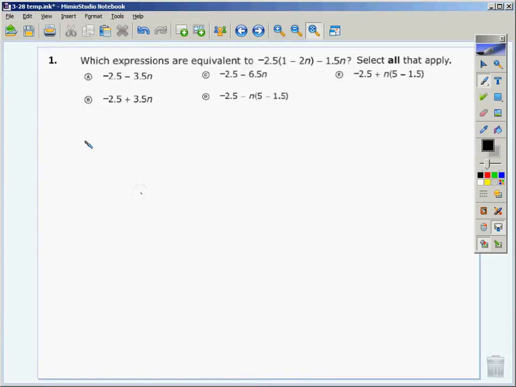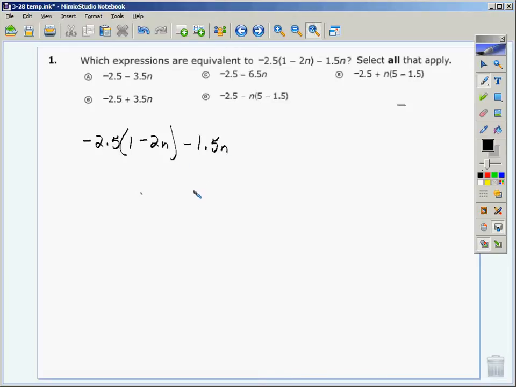So on this first equation that they're giving us, they're saying which expressions are equivalent. In other words, which ones have the same value. Although they might look different, when I work them out, they would look almost like this, but still have the same value.